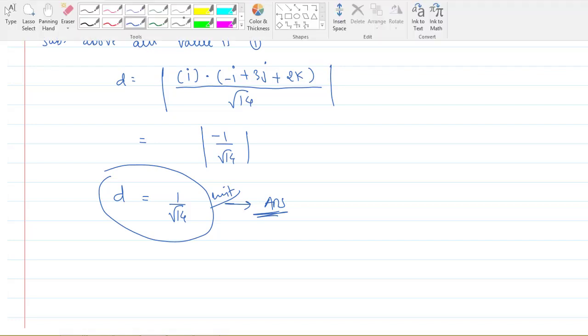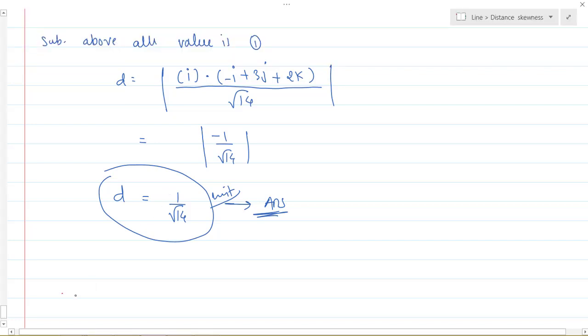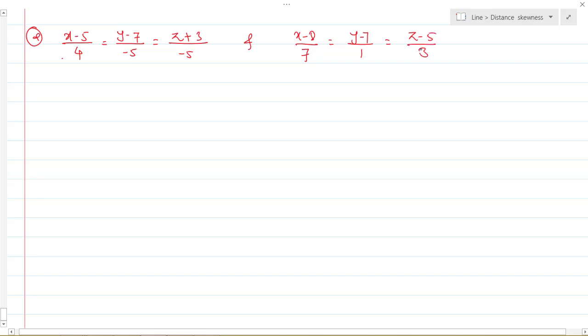Question number 2 gives the lines in the Cartesian form, so let's make use of the Cartesian form here. Equation number 1 is (x minus 5) upon 4 equals (y minus 7) upon minus 5 equals (z plus 3) upon minus 5, and the second equation is (x minus 8) by 7 equals (y minus 7) by 1 equals (z minus 5) by 3. This is the given equation of lines in the Cartesian form.